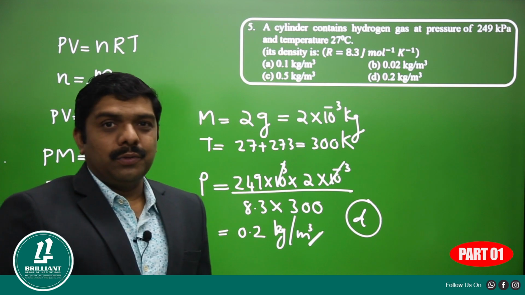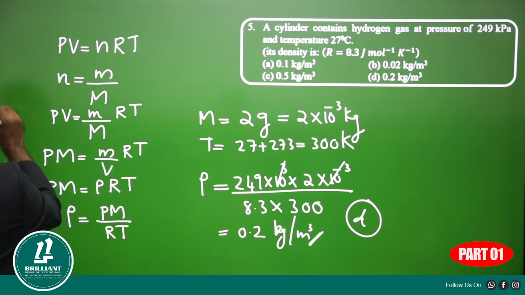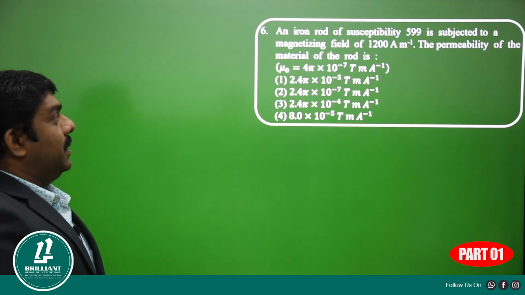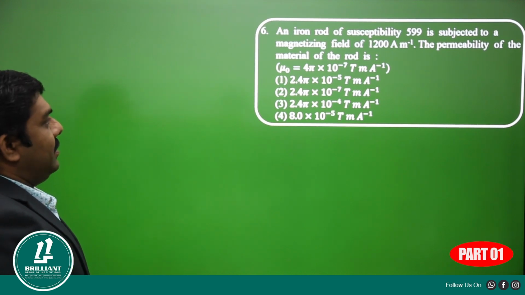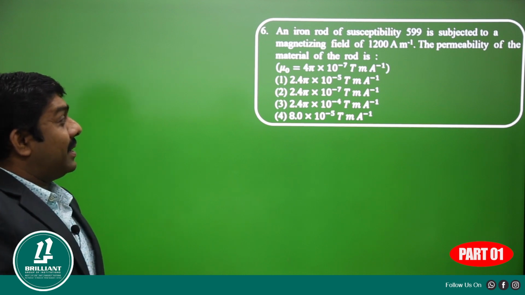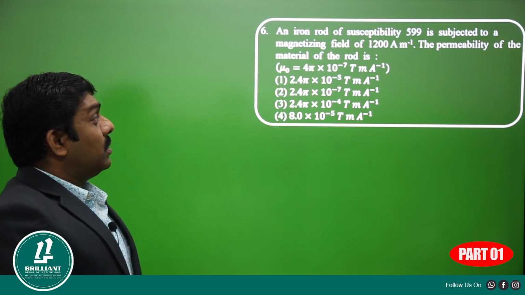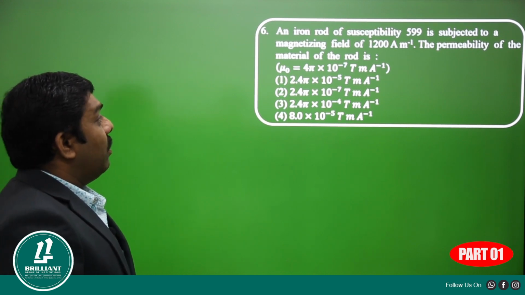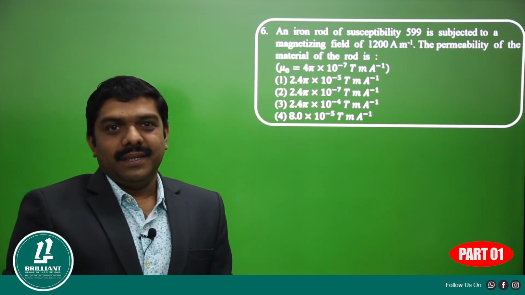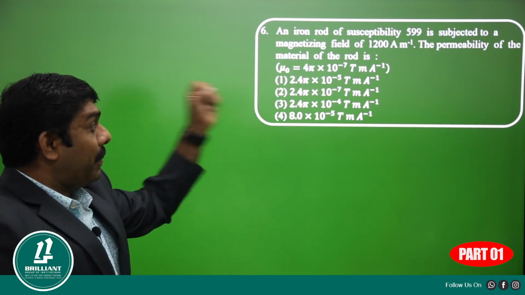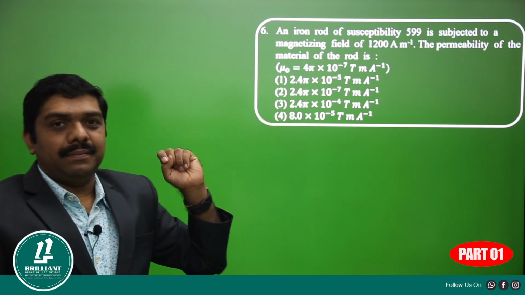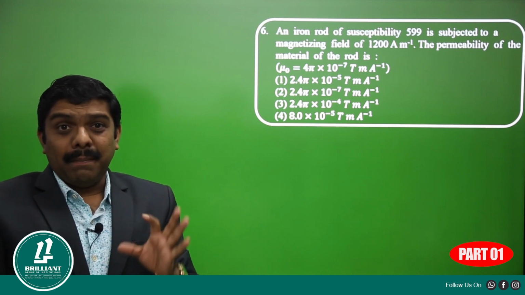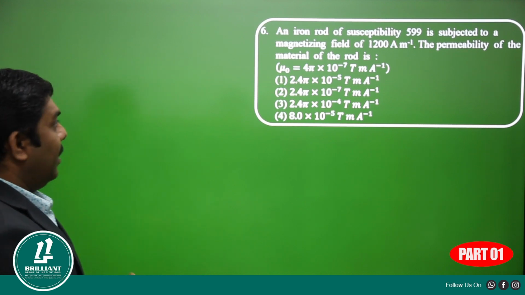Now we are going to do the next question. See now, look at the question. An iron rod of susceptibility 599 is subjected to a magnetizing field of 1200 ampere meter inverse 1. The permeability of the material of the rod is, see now, here they are asking permeability, susceptibility given. This question is from the plus 2 chapter magnetism and matter.